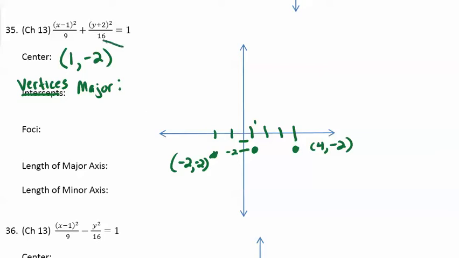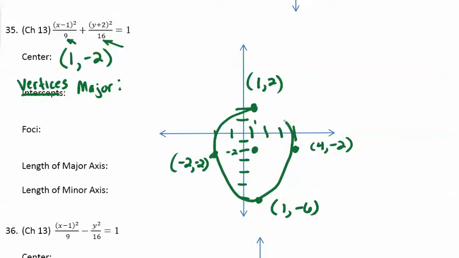I better finish graphing here. 9 is smaller than the other denominator. So under the y, we're going to travel 4 units, the square root of 16. So we're going to travel 4 units in this direction, and 4 units going down in this direction. So we actually have a major axis that is vertical for our ellipse. Sorry, that doesn't look very elliptical, but I'm not going to take time to change the whole thing.